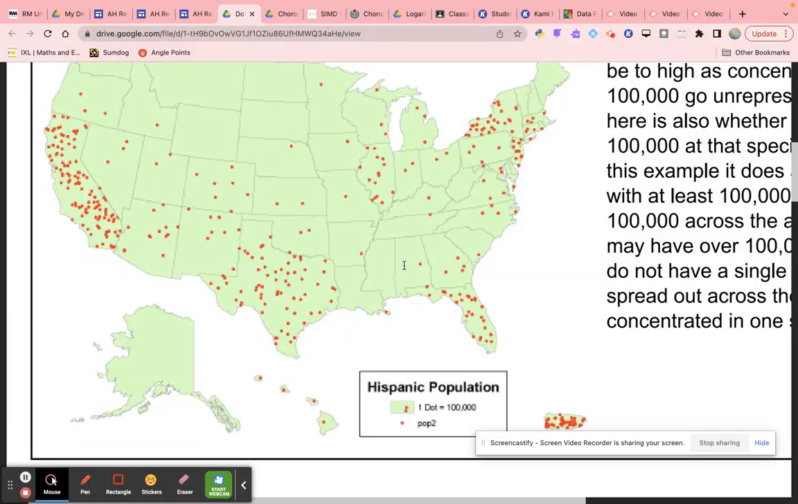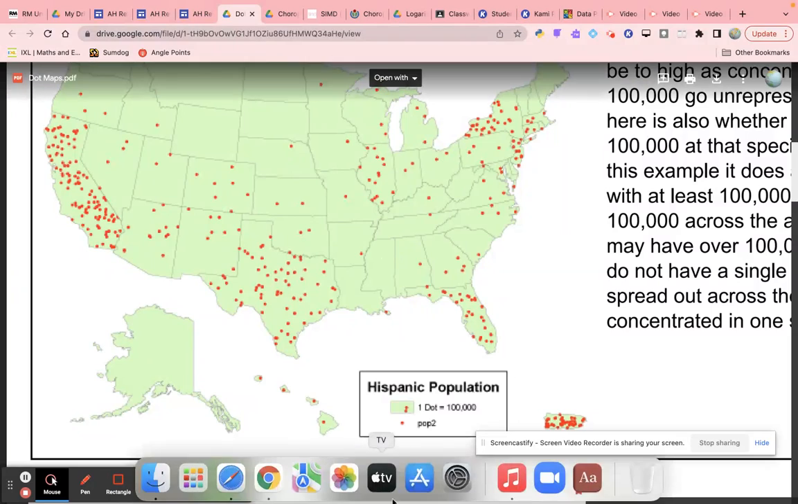There may be, for example, up here in this state, 99,000 Hispanic people, but we don't see that they're there because they don't quite meet the threshold of the dot. So that's one of the drawbacks of using dots.